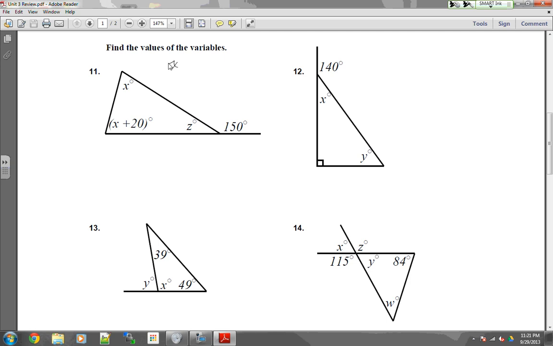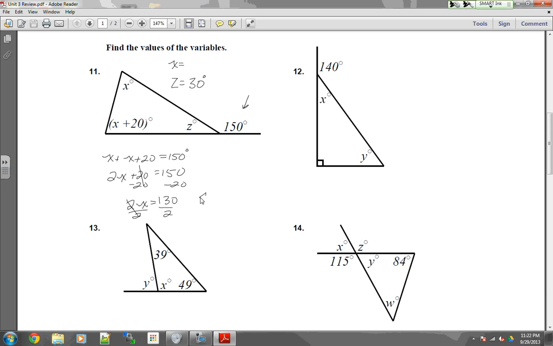All right. Now, let's find x. Well, we know since this angle here, that's x degrees, and this angle here, that's x plus 20 degrees, we know these are the remote interior angles to the exterior angle 150 degrees, which means the sum of these will have to equal 150 degrees. So 2x plus 20 equals 150. Subtract 20 from both sides. 2x equals 130. Divide both sides by 2. So x equals 65 degrees.